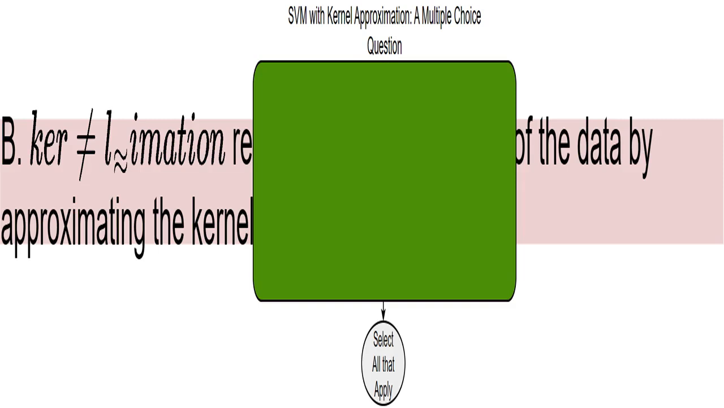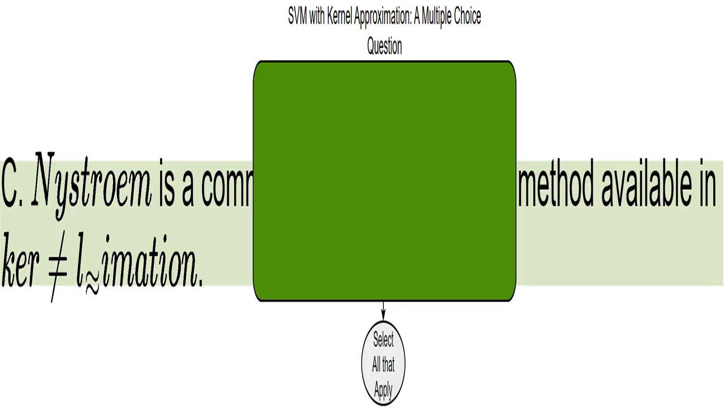This is true. This statement correctly describes kernel_approximation's main purpose: to implicitly decrease data dimensionality by approximating the kernel function. It cleverly avoids the computational cost of working with the full high-dimensional data. This is another correct statement.